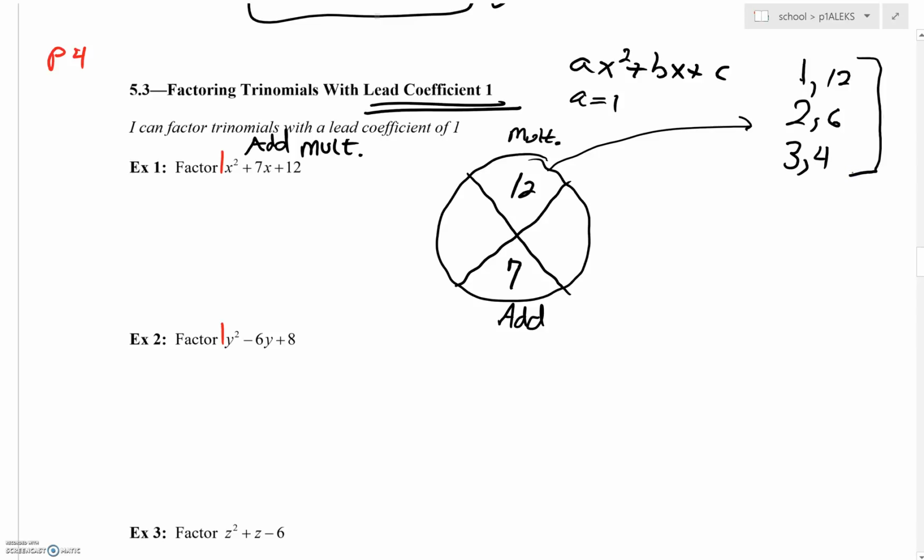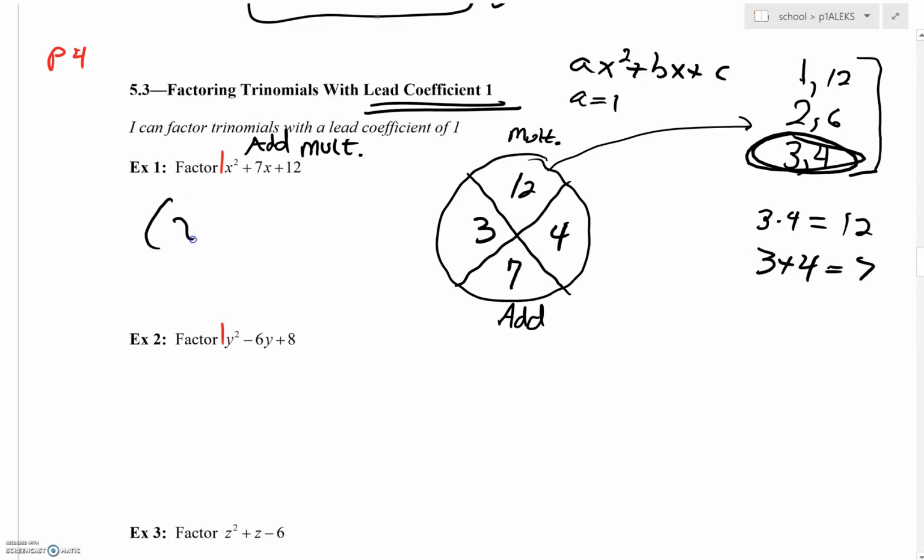These are the ways you can multiply to a 12. But you also need for them to add to a 7. So what do you think we're going to have here? 3 and 4. So we're going to have a 3 here and a 4 here. That's going to do the trick. 3 times 4 is 12. 3 plus 4 is 7. How do we write this?